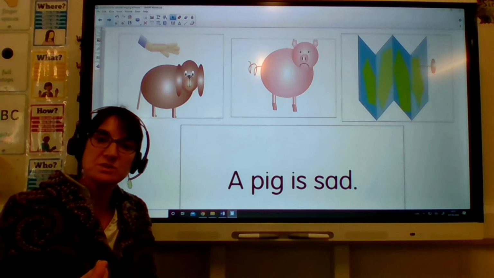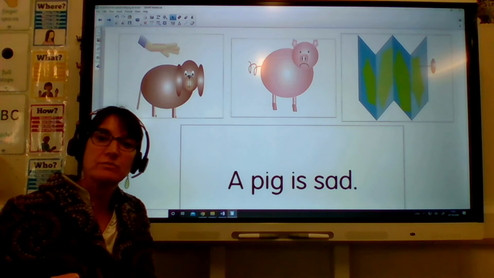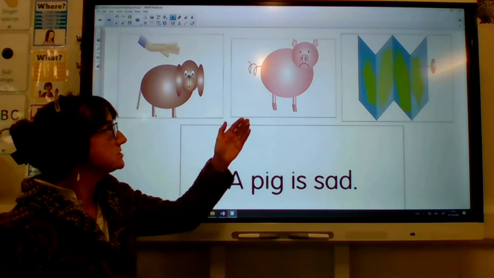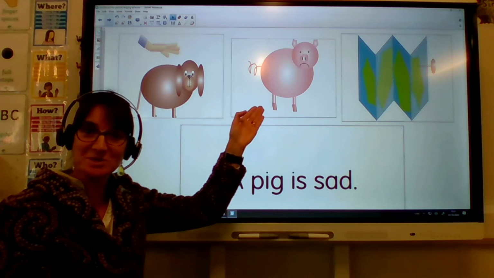Now, pictures in picture books and reading books are there for a reason. They're there to prompt the reading. So it's not cheating to learn how to read the picture. The pictures are there for a reason.